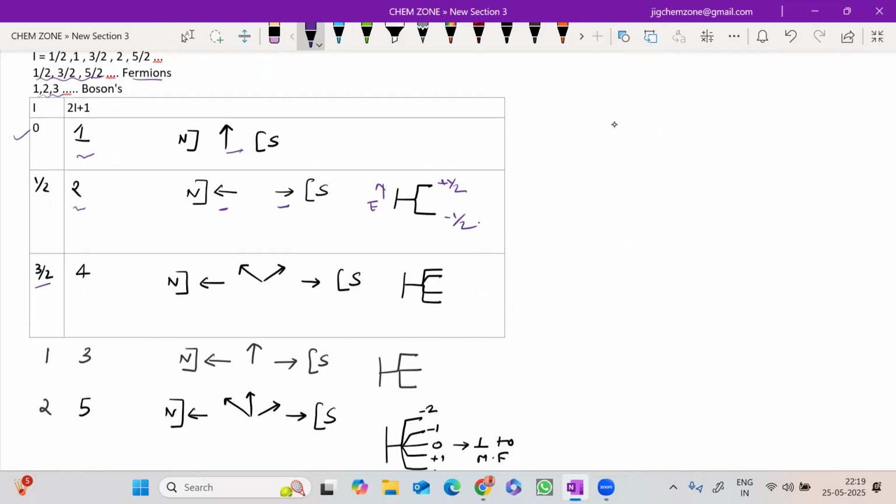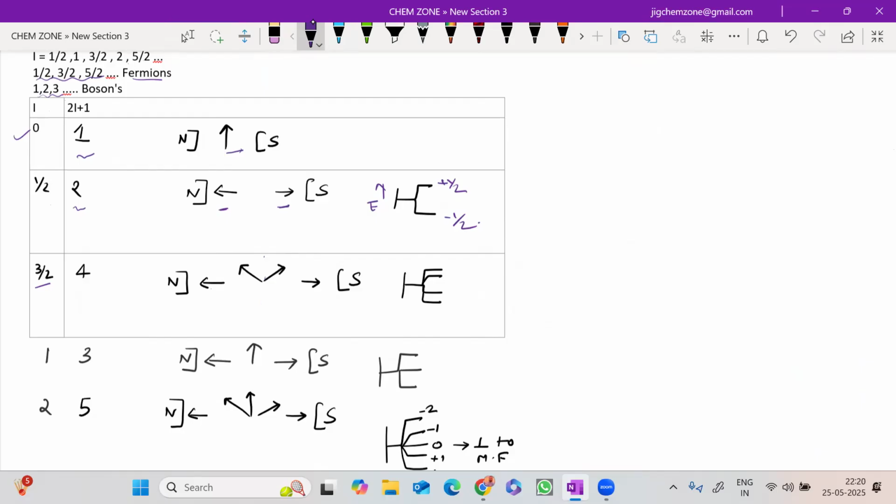Now for I value 3 by 2, you have four possible orientations. One is in the direction of the magnetic field, one is in the opposite direction, and two in between them. So before getting into the opposite direction, before getting into the flip, the nucleus will move into the 2 orientations. समझ आ रहा ना आपको? मीन्स अगर I वैल्यू 3/2 है तो न्यूक्लियस रेडियो फ्रिक्वेंसी रीजन में एब्जॉर्ब करेगा तो पहले 2 पॉसिबल ओरिएंटेशन रखेगा, उसके बाद it will move in opposite direction to the magnetic field.